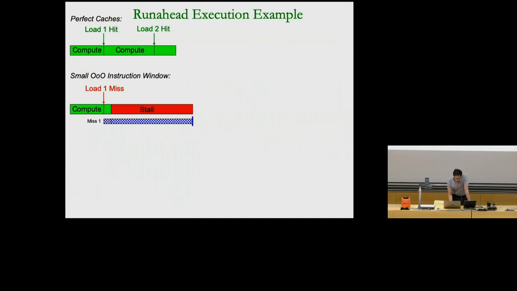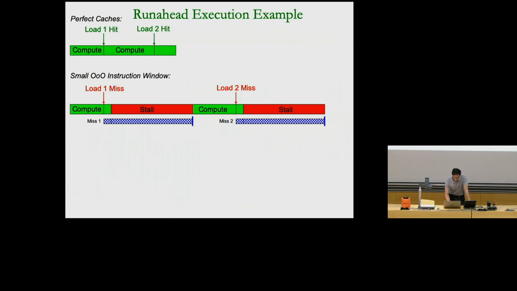The miss takes quite a bit of time. Maybe in the beginning, we still have some independent instructions, and we can continue executing them in the CPU, in the core, but at some point we will have to stall and wait until this miss is served. When we get the value from memory, then we can continue computing, and we will find another miss in the second load. And again, we have to stall until the miss is served and we finalize the computation.